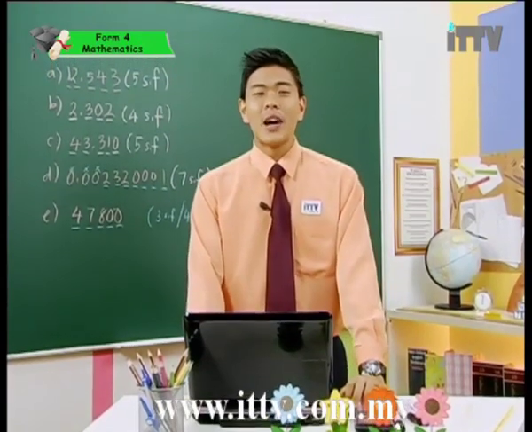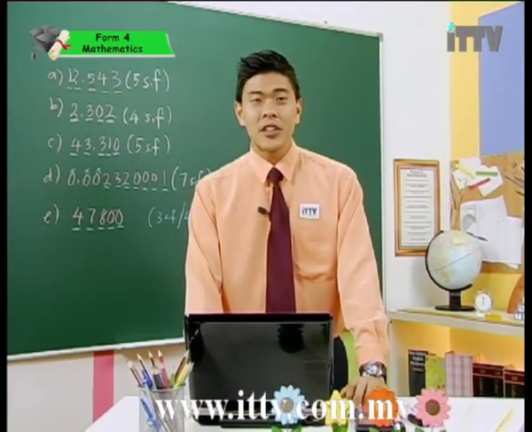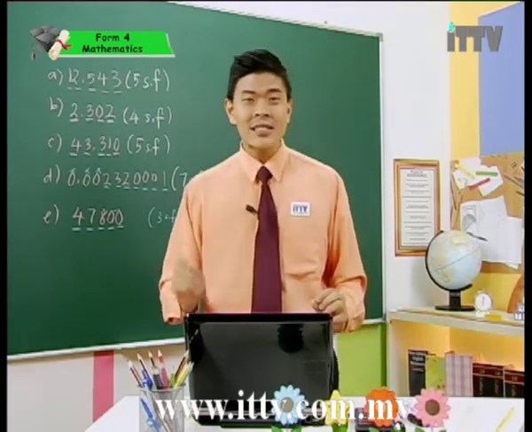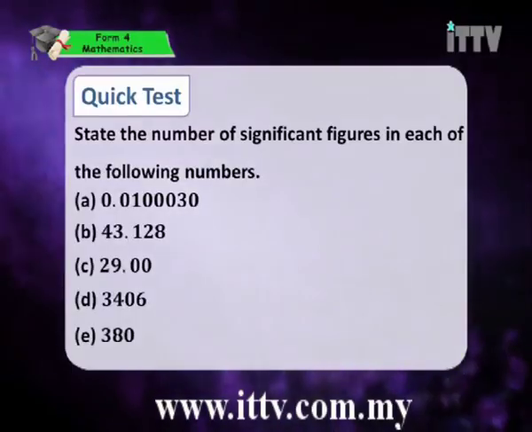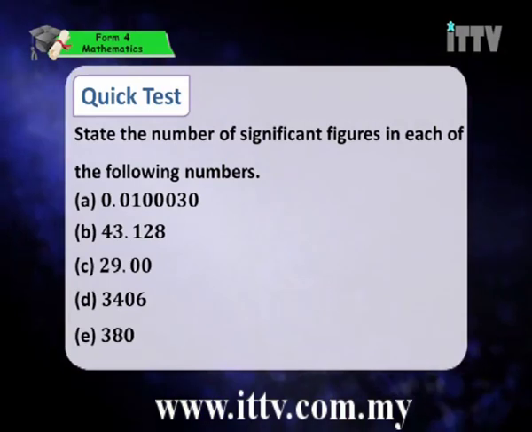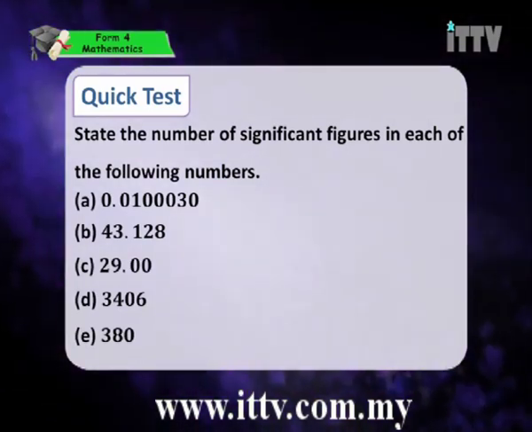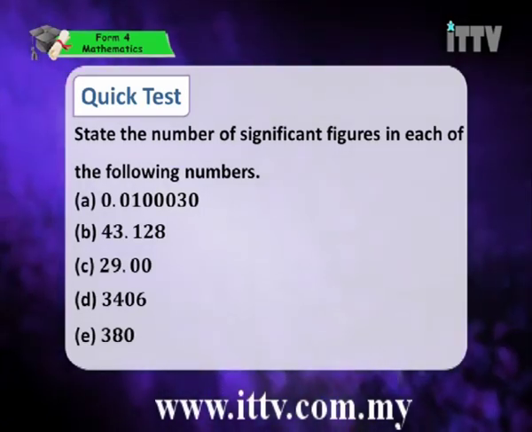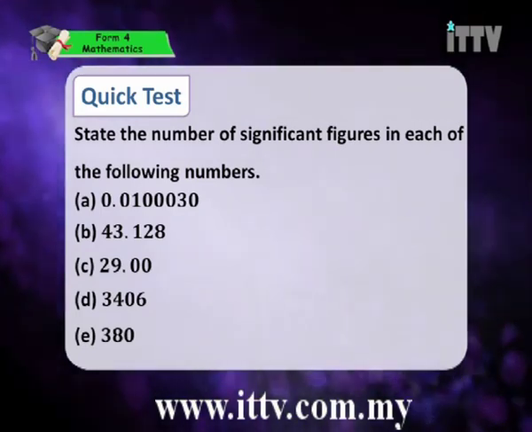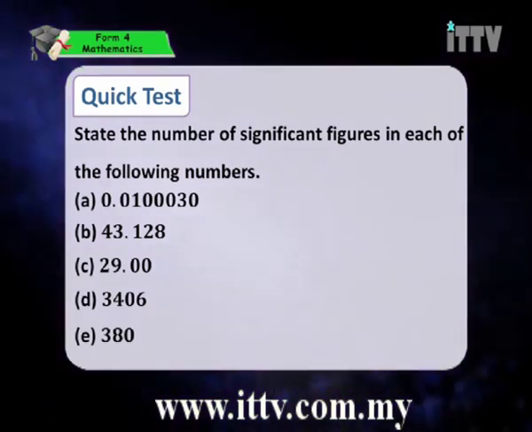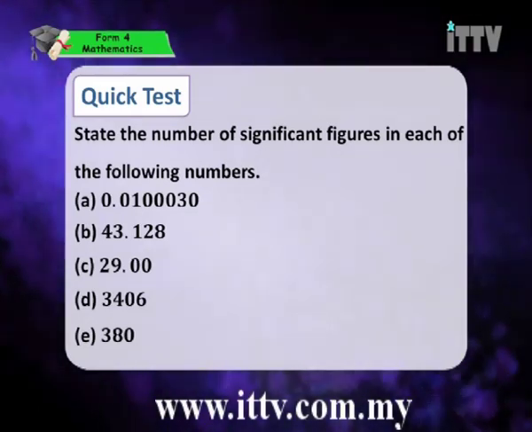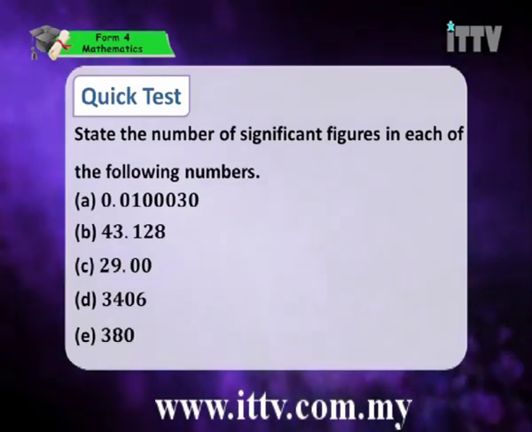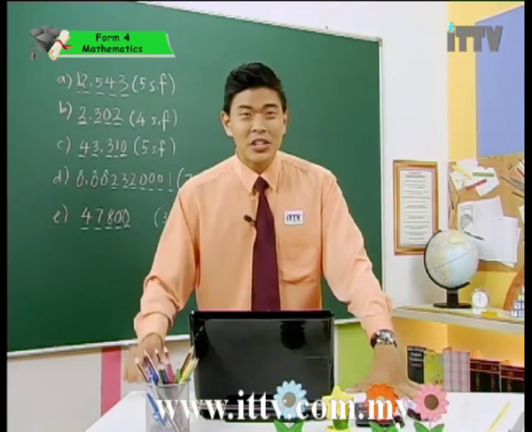Alright guys, now it's your turn to determine how many significant figures. It's our quick test segment. You do them by yourself and we will discuss the answers shortly. State the number of significant figures in each of the following numbers. In A, 0.01000030. In B, 43.128. In C, 29.00. D, 3406, and E, 380. I'll just give you some time. We'll be back shortly.